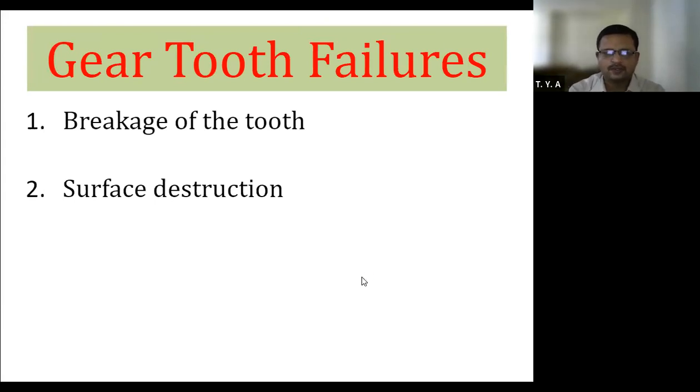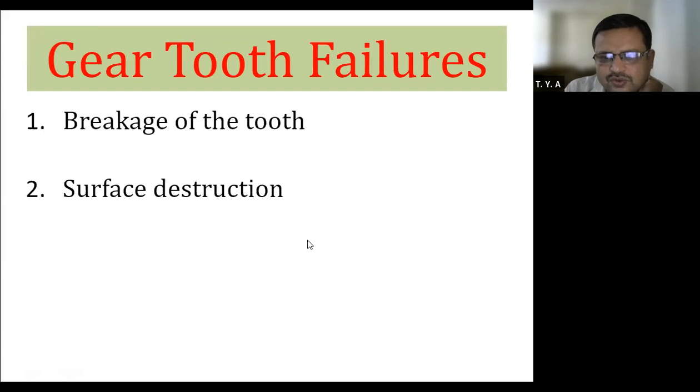Now we will see gear tooth failures. In the morning, we discussed some of the gear tooth failures, but as the demand from the students is that they have to write something during the lecture, from this lecture onwards, whatever I tell you to start writing, you start writing in your notebook.